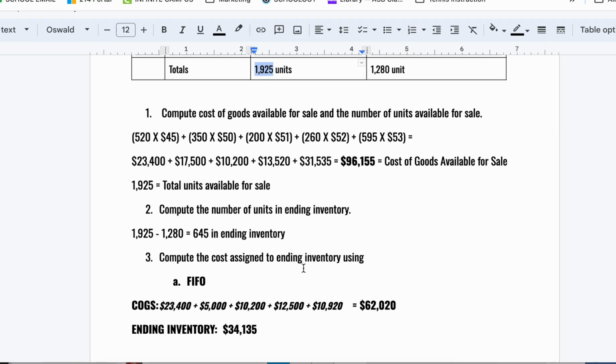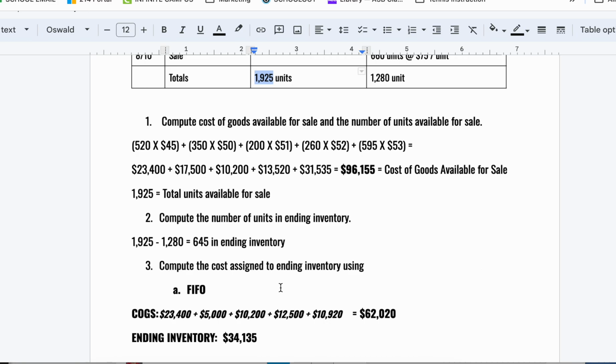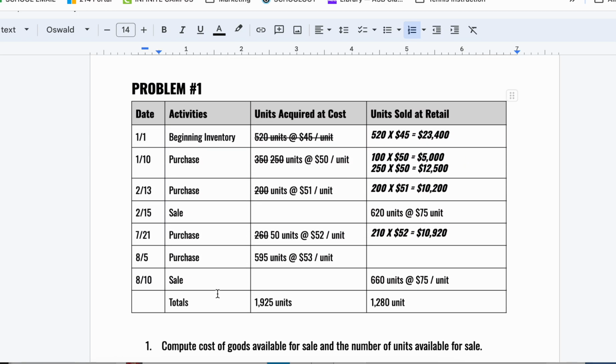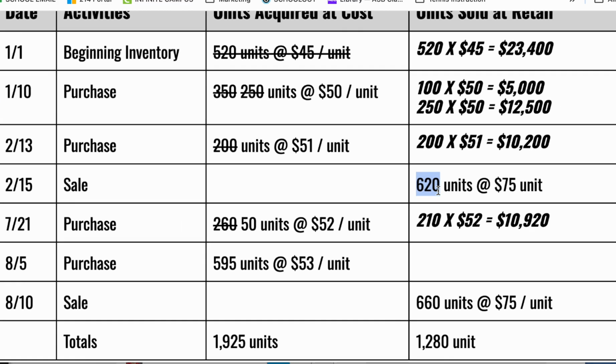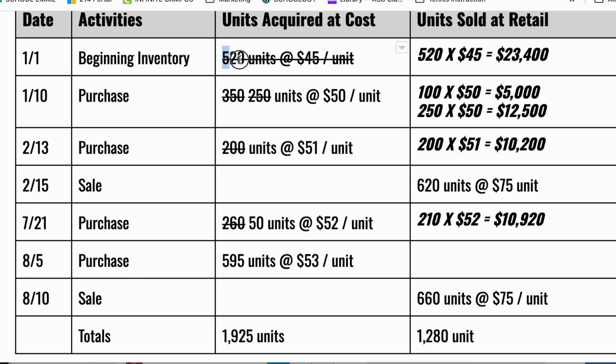All right, so the question is: compute the costs assigned under FIFO. So my cost of goods sold is going to be, I'm going to walk you through the steps. We go to our first sale, which is right here. We sold 620 units. The first place we went to get those 620 units was to the top here. There were 520 units available.